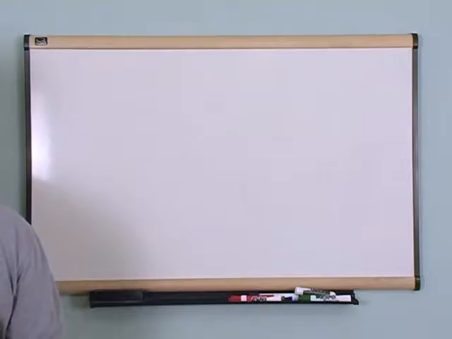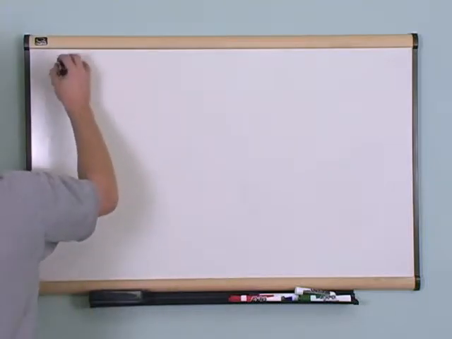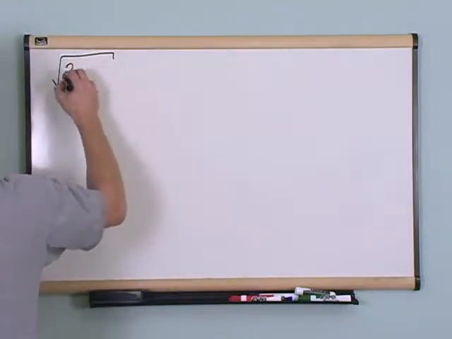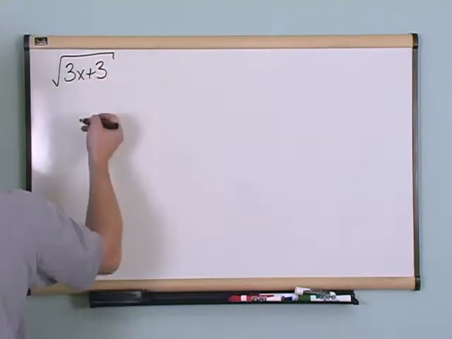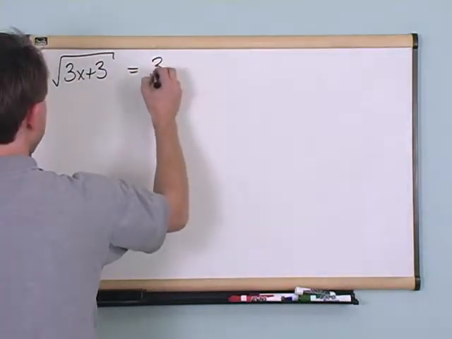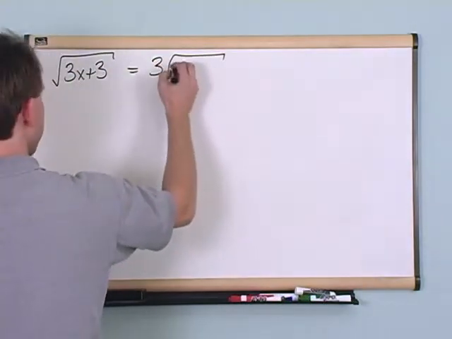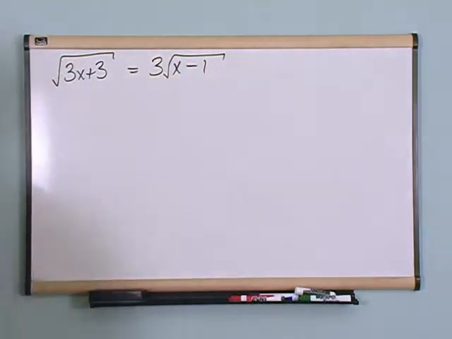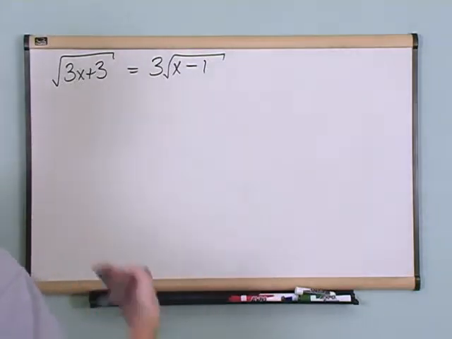Let's look at one that's a little bit different. What if I had the square root of 3x plus 3 equals 3 times the square root of x minus 1? Well, you might look at this and say, I have no idea where to start. But this is why we're doing these problems, so that you can see how to start.